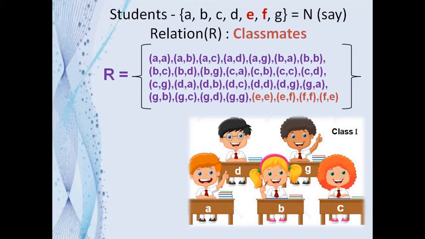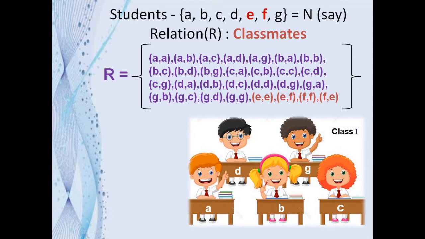Similarly, every student of class 1 is a classmate of itself. So, the set R contains the ordered pairs (A, A), (B, B), (C, C), (D, D) and (G, G). Also in class 2, E and F are classmates of themselves. So, (E, E) and (F, F) also belong to the set R.